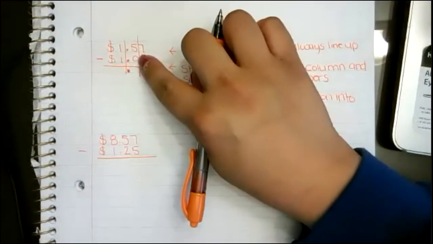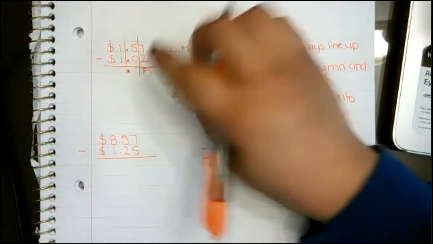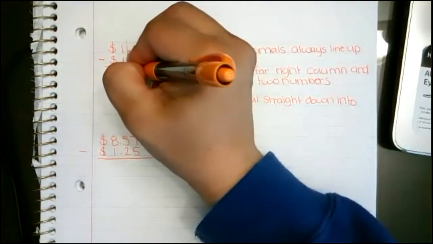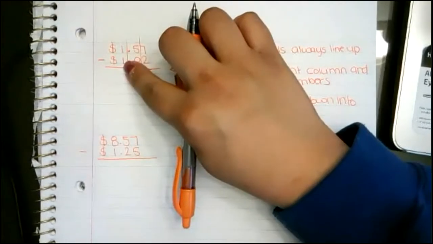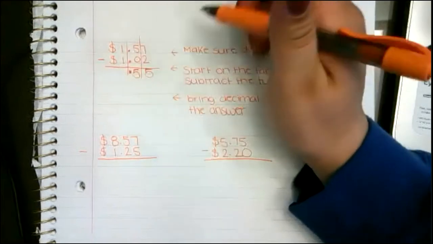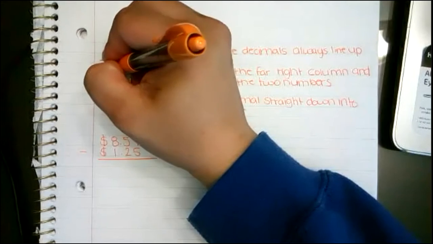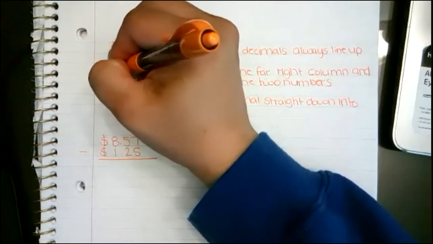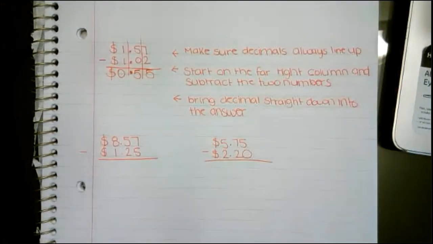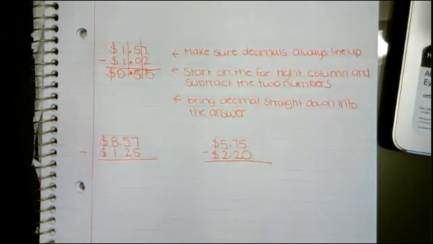So now we go to our next column. 5 subtracted by 0 is 5. Now we go to our next column. What is 1 subtracted by 1? Right, it's 0. So we can go ahead and write 0. And our answer ends up being 55 cents.